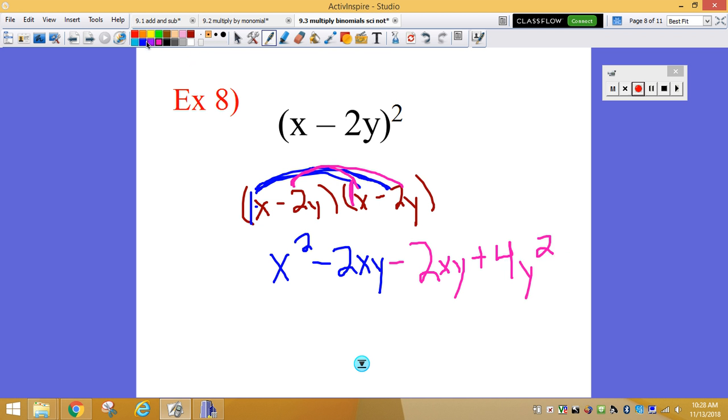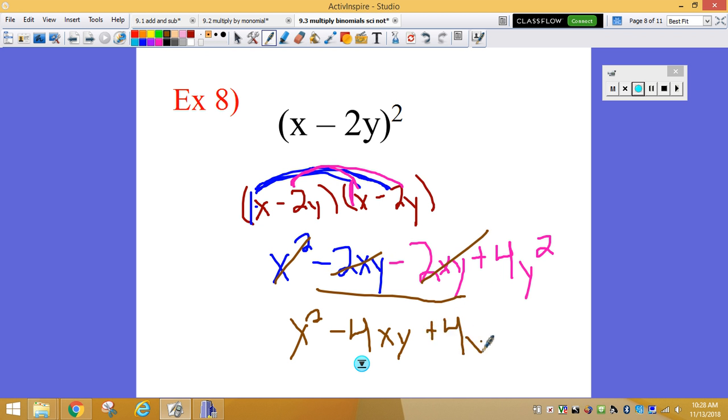Now, can I combine anything? Yes, I can. Look at these two in the middle. They're both xy's. So I'm going to bring down x squared. I can do negative 2 minus 2 and get negative 4 and leave it an xy because they were both xy's. And then bring down your plus 4y squared. All right, let's do another one.